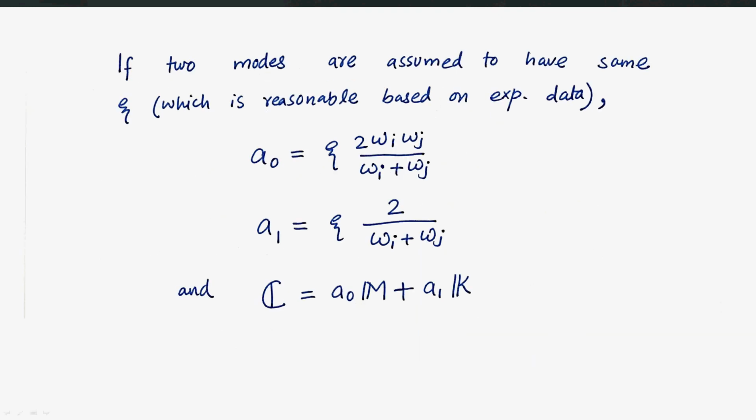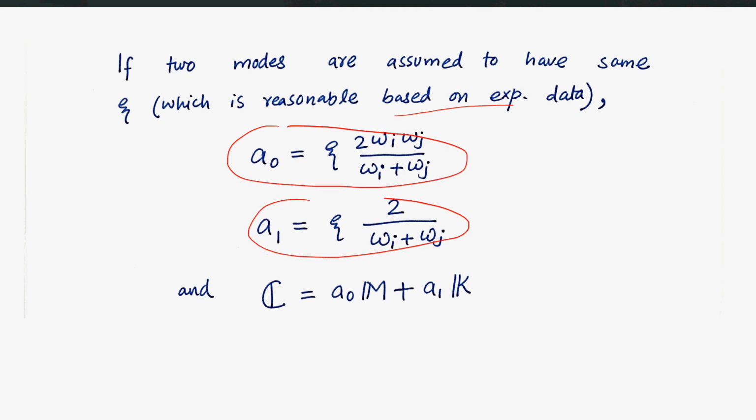So if the two modes are assumed to have the same xi, which is very reasonable based on the experimental data, then in that case the two expressions will become this. So you can solve the two expressions simultaneously to get the values of A naught and A1. So in this case, the damping ratio is constant for any ith and jth mode. All you need to know is the natural frequencies of the ith and jth mode, to calculate these two coefficients.